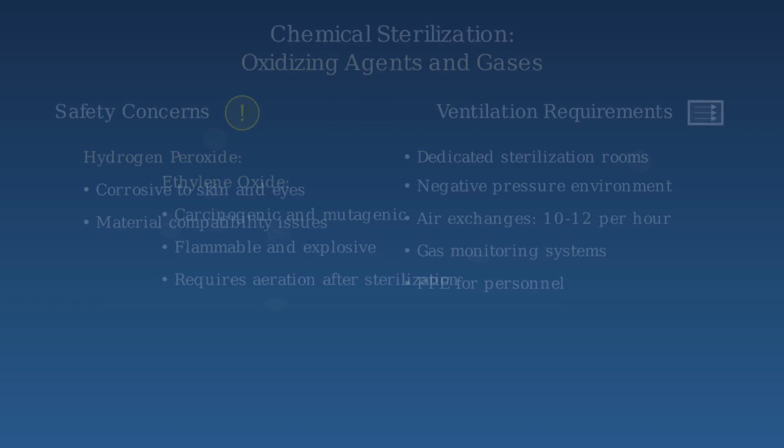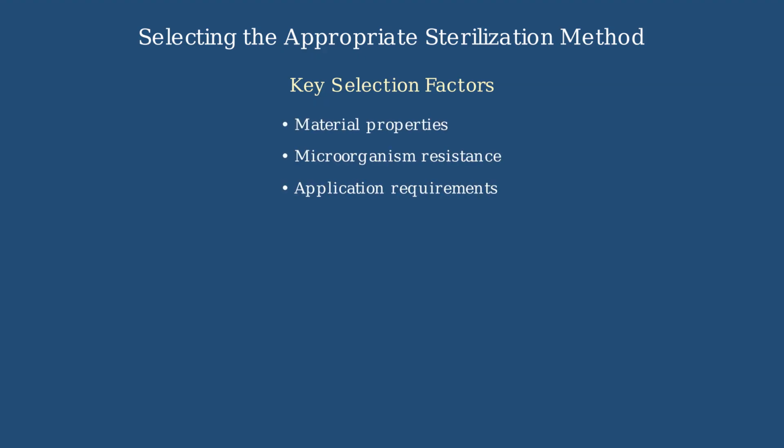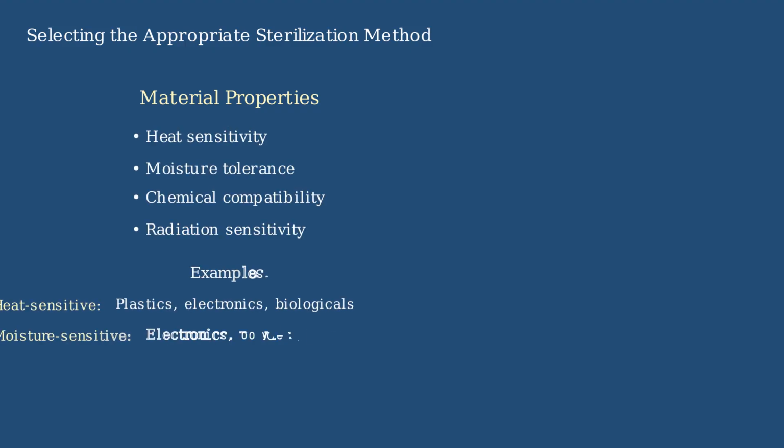Section 9. Selecting the appropriate sterilization method. Three key factors influence the selection of an appropriate sterilization method: material properties, microorganism resistance, and specific application requirements. Material properties significantly impact method selection. Heat-sensitive materials like plastics or electronics cannot withstand autoclaving, while moisture-sensitive items may be damaged by steam sterilization.